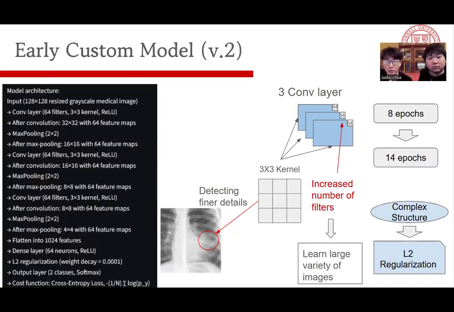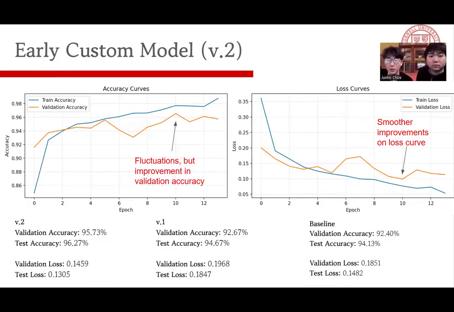For early custom model version 2, we decreased kernel size and increased the number of filters. The smaller kernels allow the CNN to detect the finer local opacity patterns, while the larger number of filters enables the network to learn a wider variety of image features. Although some fluctuations were still present, the accuracy curves showed a much stronger improvement compared to both the baseline and version 1 models. The loss curves also improved significantly, while there was still mild overfitting shown by temporary increases in validation loss. The model was able to recover and continue improving later in training.